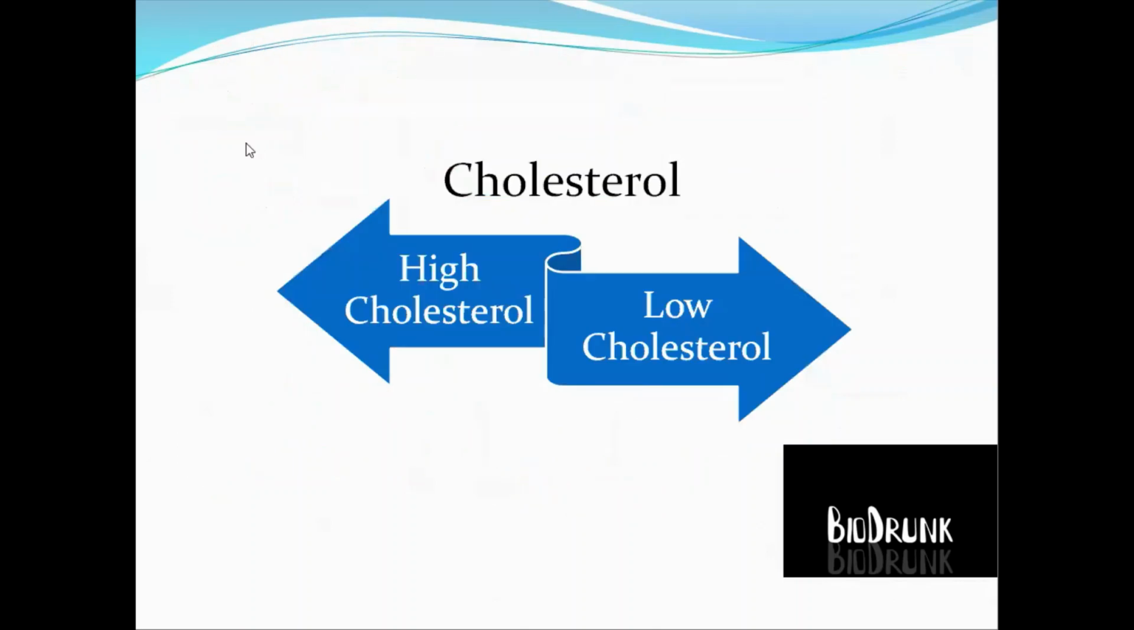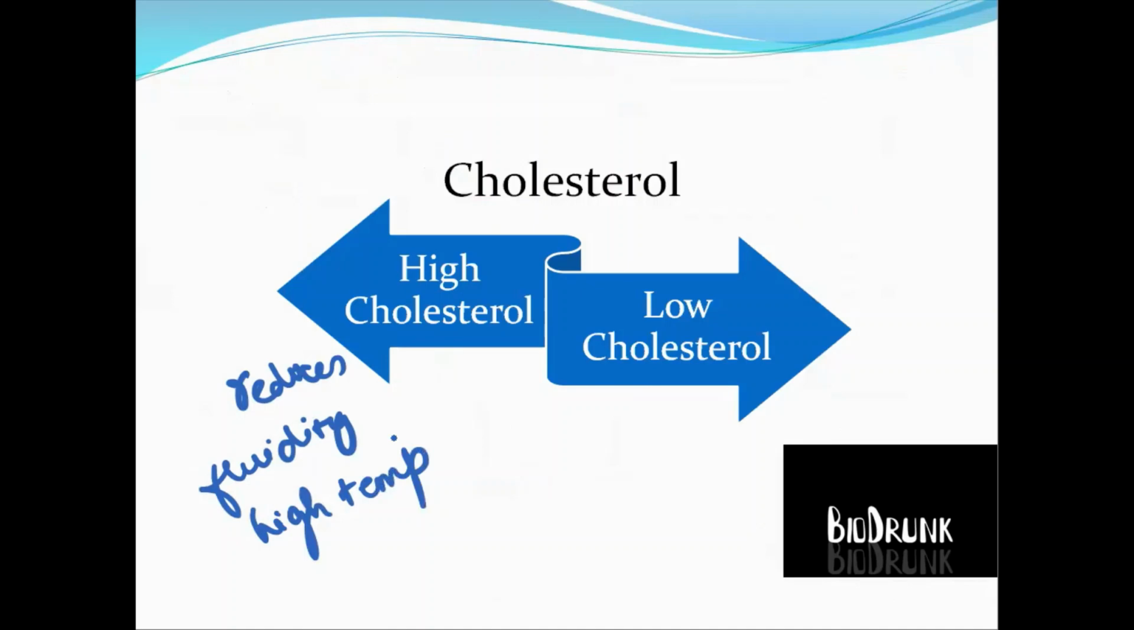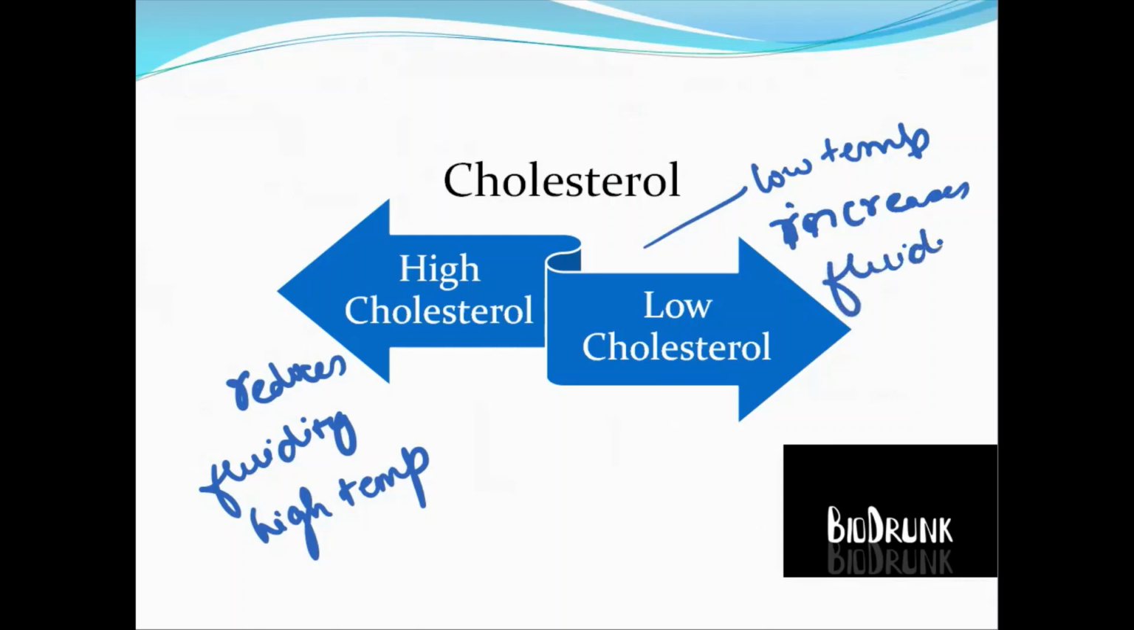Now the same thing goes for cholesterol also. If you have high cholesterol, it reduces the fluidity. What does it do? It reduces fluidity. And at high temperature, it needs high temperature for this. High cholesterol, high temperature to melt. Low cholesterol, already the cholesterol is low, that means you should have a low temperature, and what does it do? It increases the fluidity. Okay, this was quite easy.